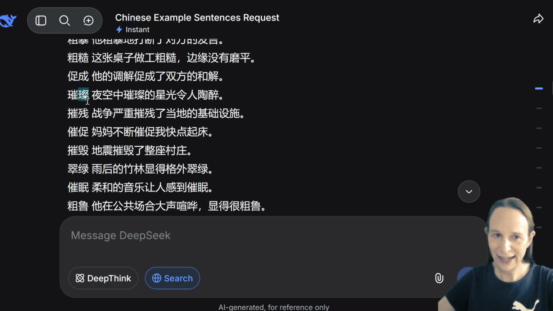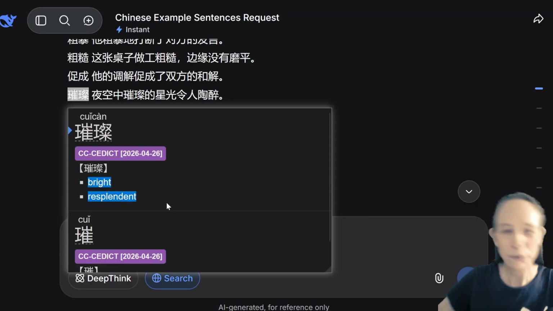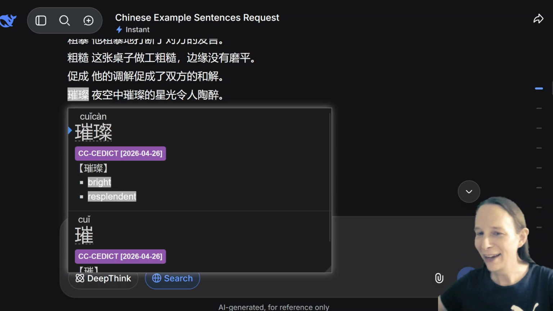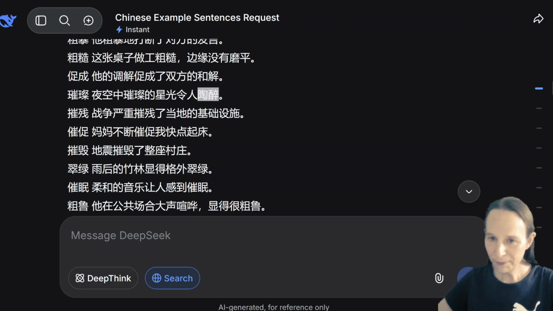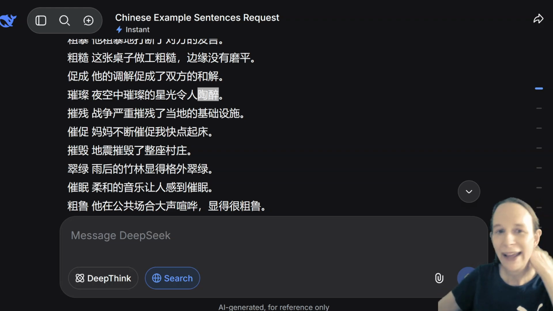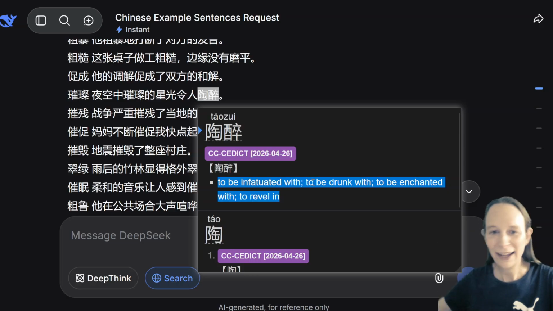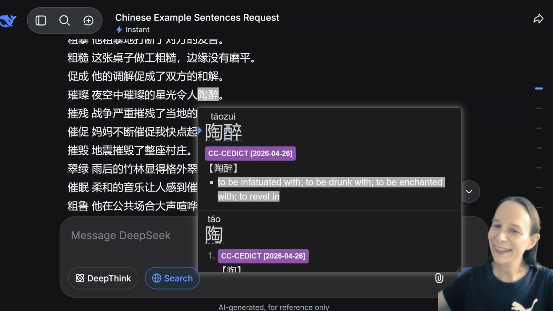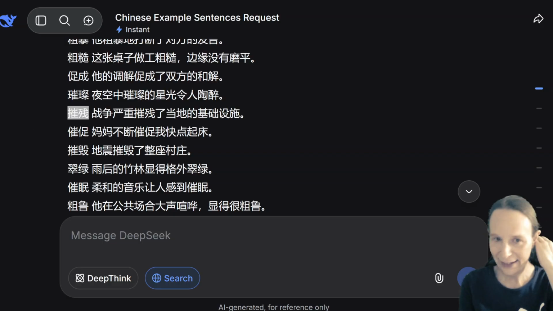璀璨 is something like radiant. All right, I got the tone wrong. It is radiant, right? Bright, resplendent. It doesn't come up in my everyday conversation. 夜空中璀璨的星光令人陶醉. 陶醉 is intoxicated, but intoxicated in a kind of positive way. You're intoxicated by the beauty of the stars. It's not a negative thing, or at least to my knowledge. You're intoxicated by literature or something like this.